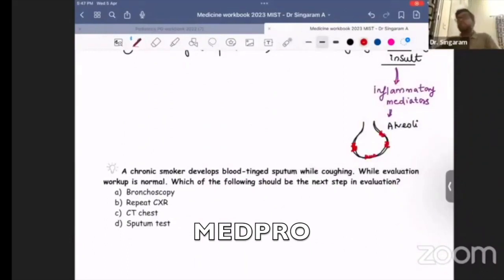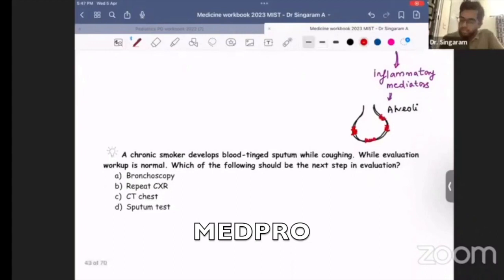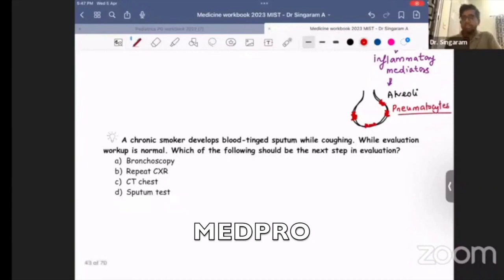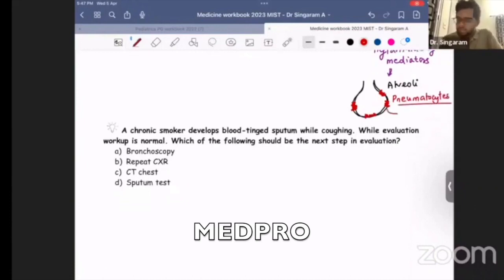Whenever the alveoli are getting damaged, what are the cells which are lining the alveoli? It is nothing but the pneumocytes. I think all of you must have heard this. Whenever the pneumocytes become damaged, what will happen? There will be fluid leakage. So what is this condition which I'm trying to tell you? A lot of fluid gets leaked out into the lungs. It is basically a pulmonary edema condition.